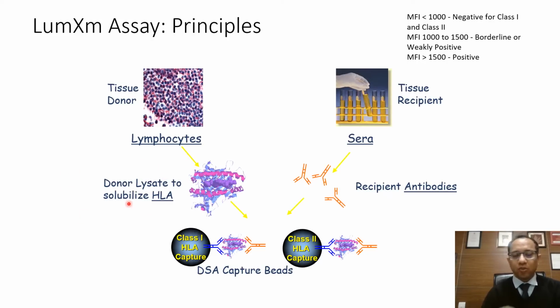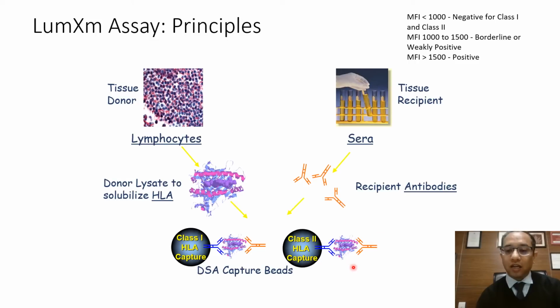You add a detergent, so the cell wall is broken and the HLA material comes out, and then you have these capture beads. These capture beads are present for both class 1 and class 2. The HLA class 1 capture bead is going to capture the HLA class 1 antigens, and the HLA class 2 capture bead is going to combine with the HLA class 2 antigen. So it captures the antigen, which now acts like a material for an antibody to bind to. If there is an antibody present against this HLA class 1 antigen, it's going to combine with it and give you a positive result.